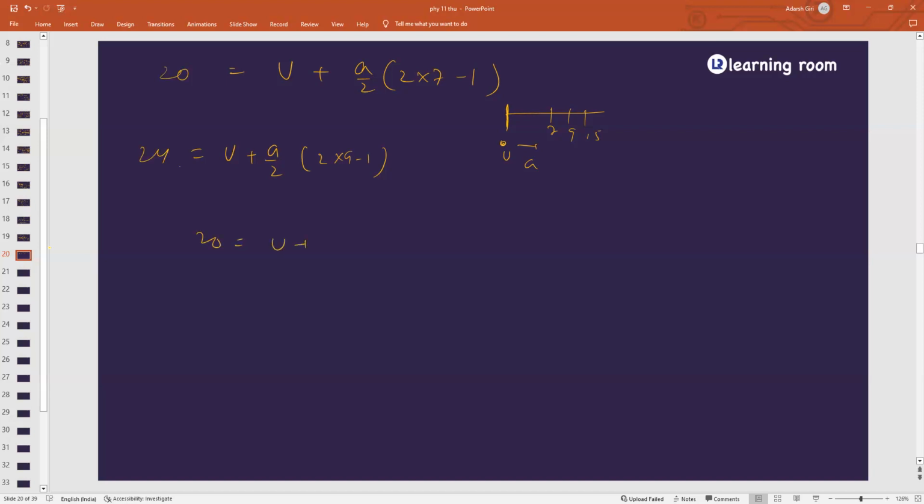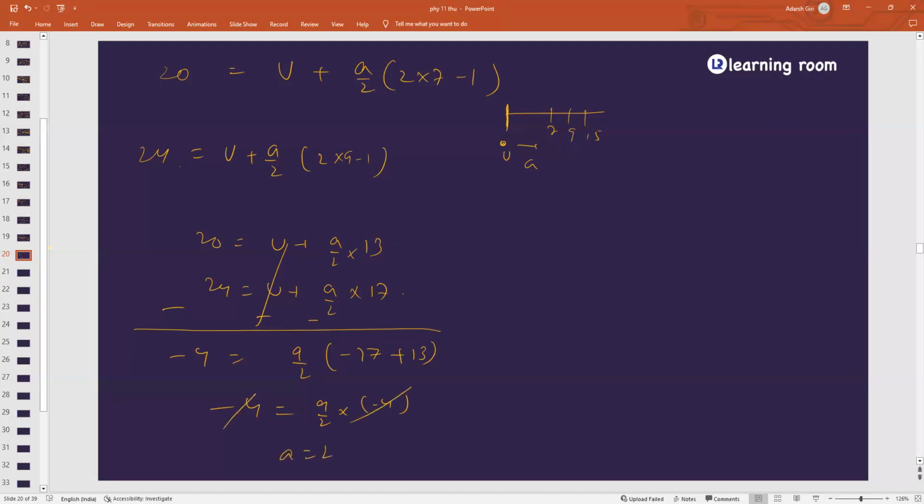So 20 is equal to u plus a by 2 into (14 minus 1), that is 13. And 24 is equal to u plus a by 2 into (18 minus 1), which is 17, right? If you subtract these two equations, it will be minus 4. The u will get cancelled. So this will be a by 2 into (minus 17 plus 13). So minus 4 is equal to a by 2 into minus 4. This will get cancelled. a will be equal to 2. Put a equal to 2 in any of the equations, and you'll get the value of u. So let us put this in here: 20 is equal to u plus 2 by 2 into 13. So 20 is equal to u plus 13. u will be equal to 7 meters per second.